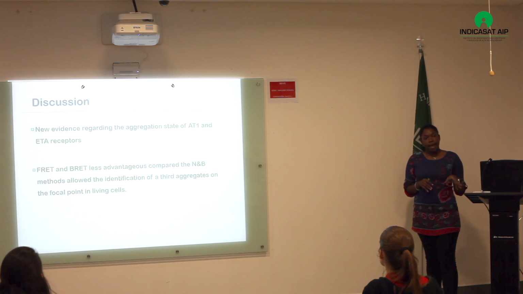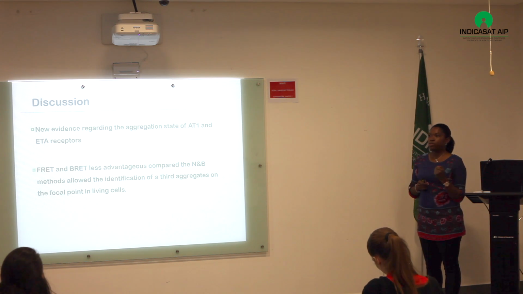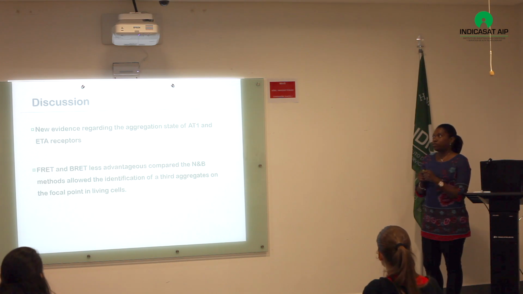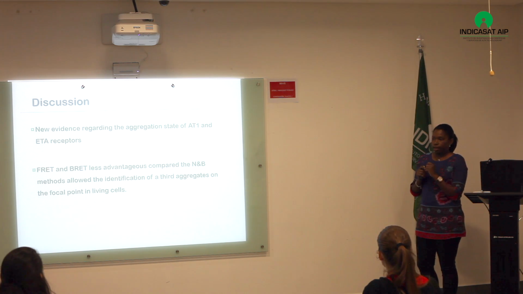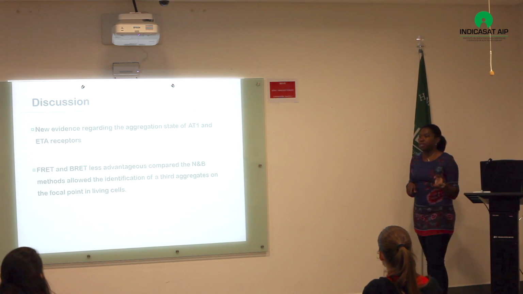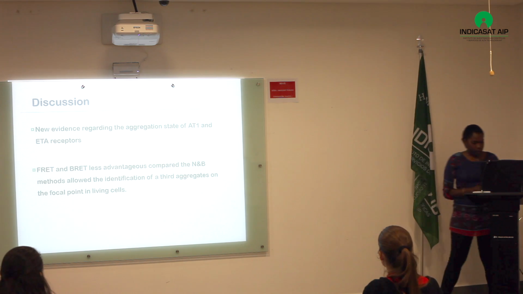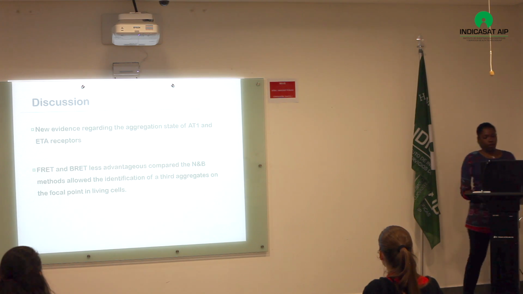The advantage that I have with using the N&B method, compared to the FRET analysis, is that for the analysis we don't need to be cautious to pick a fluorescence tag for our receptors. In the case of FRET analysis, we have to select two fluorescent proteins that are close enough to see if there is transfer of energy, and to see if there are dimers or monomers.